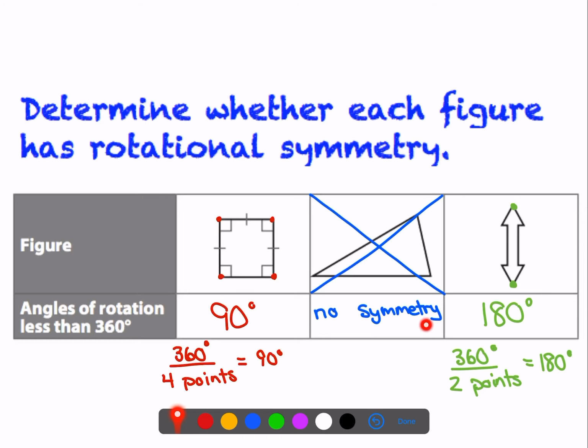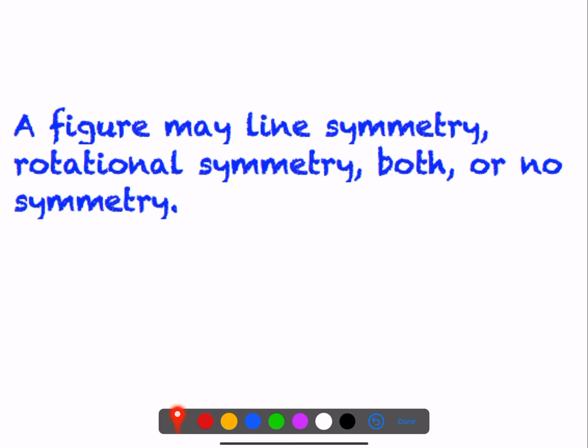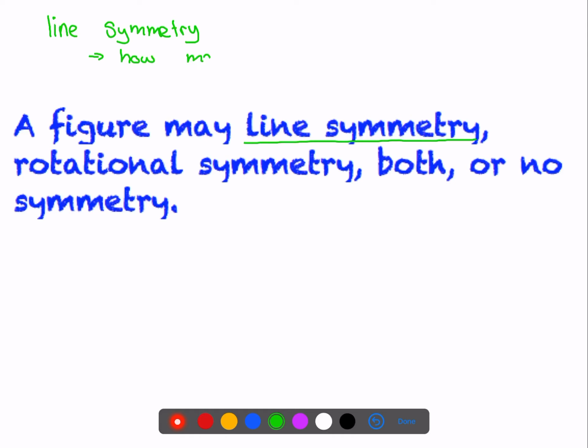All right. So again, a figure may have line symmetry, rotational symmetry, both, or no symmetry. So it's really up to the problem itself and the figure that you're dealing with. Now, if you find line symmetry on a figure, there's a couple things that they may ask you for. And these things are typically pretty straightforward. They'll ask you how many lines of symmetry, and then they'll also often ask you the equation of the line of symmetry.